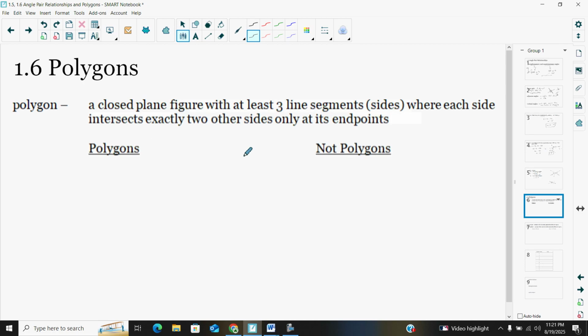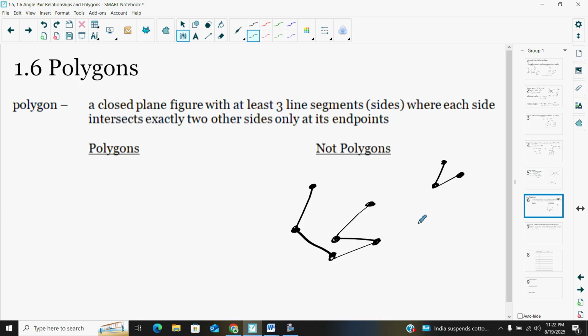First of all, it has to be closed. So it can't look like this. That is not a polygon. It's not closed. It's got this open area right here. I can sneak on in there. That would not be a polygon. It needs to be at least 3 line segments. Also not a polygon here, because it's not closed and it only has 2 line segments.